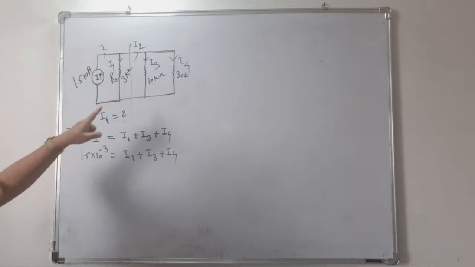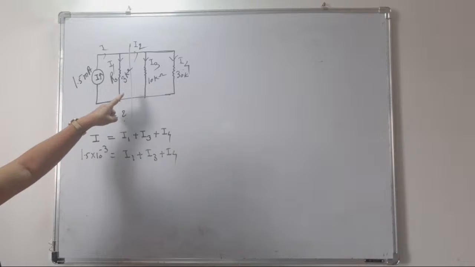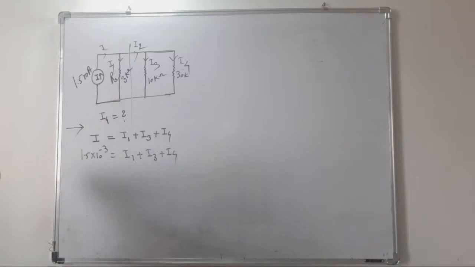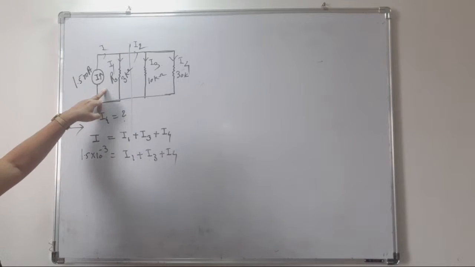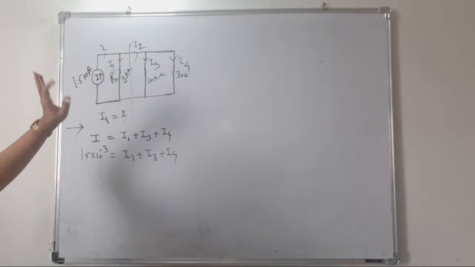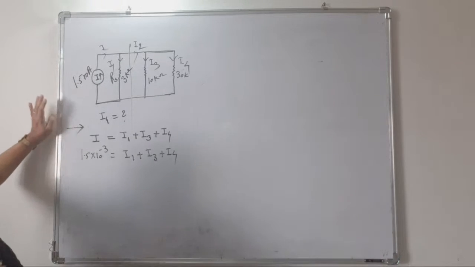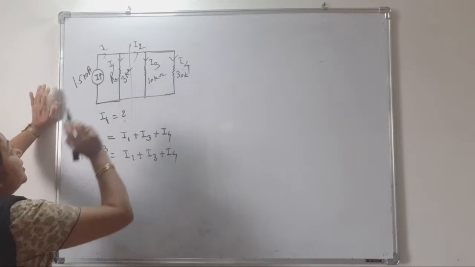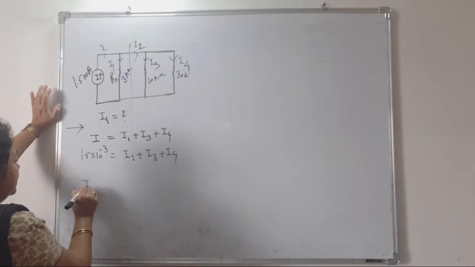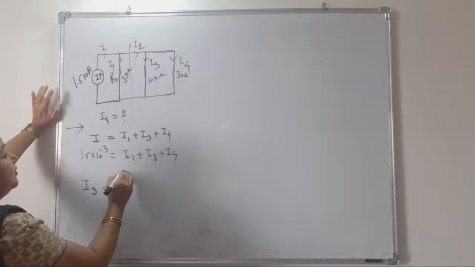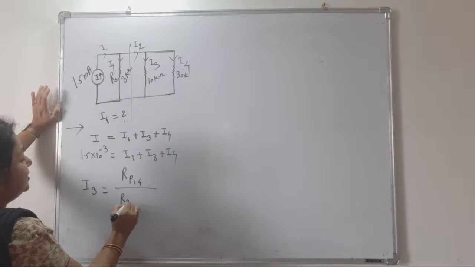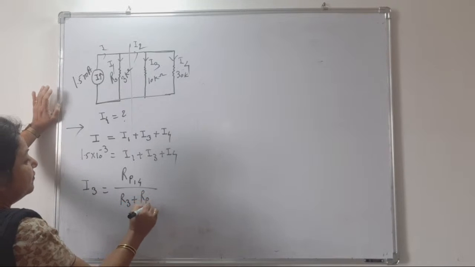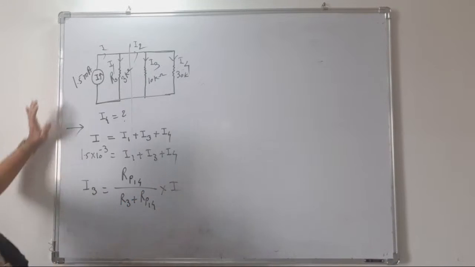Since the overall current of the parallel combination is given, V is equal to IR. I is given, therefore it is not necessary to find the equivalent resistance. First, how do you calculate I3? I3 is equal to RP14 upon R3 plus RP14, multiplied by I. Do you understand?